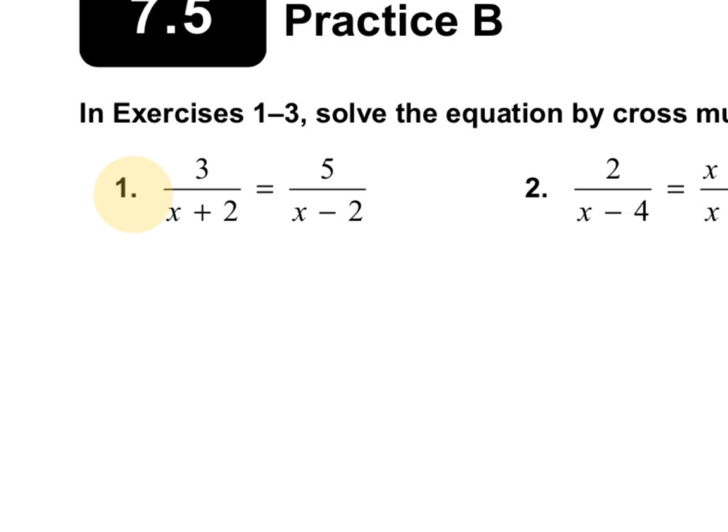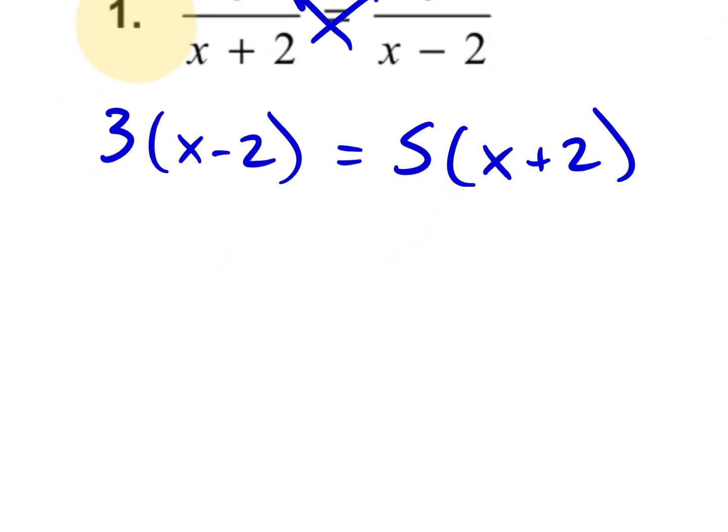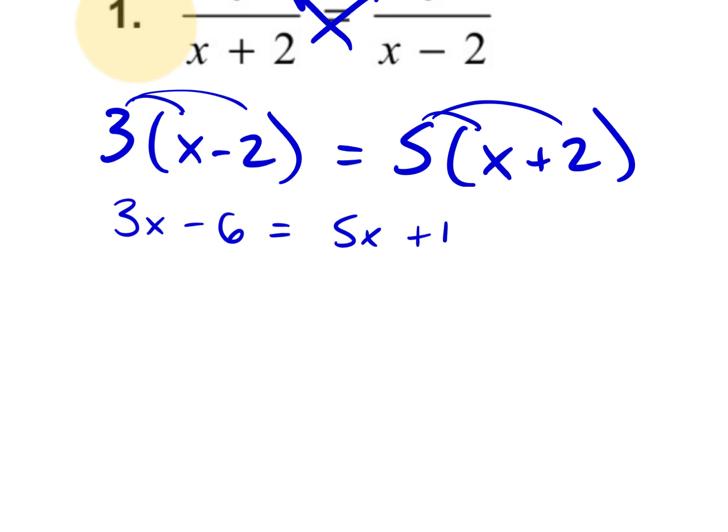When we have a fraction equals a fraction, how would we solve? Cross multiplying. So 3 times x minus 2 is equal to 5 times x plus 2. What do we do next? Distribute. 3x minus 6 is equal to 5x plus 10.